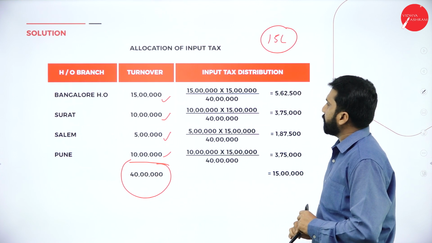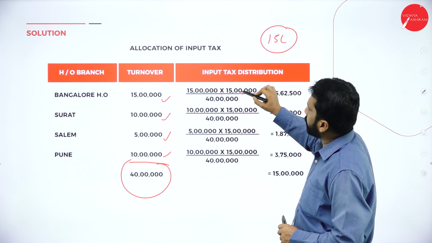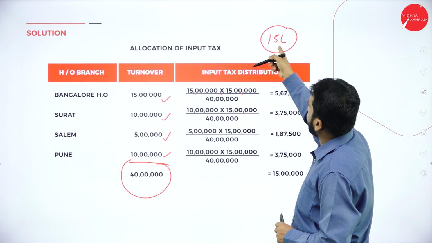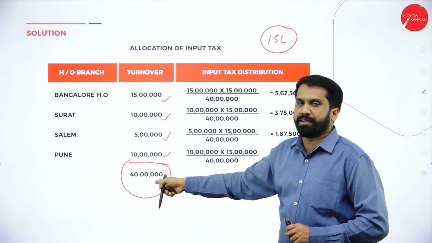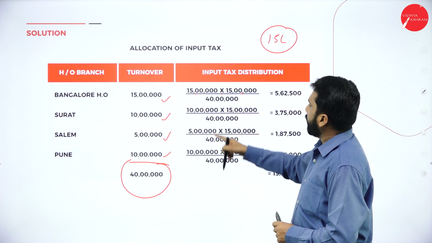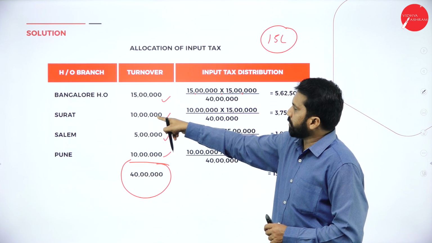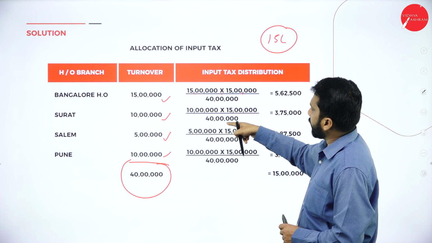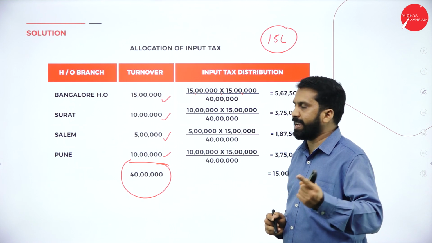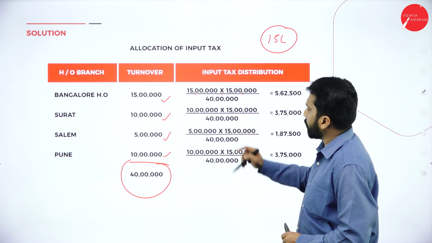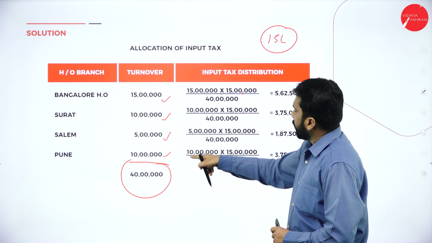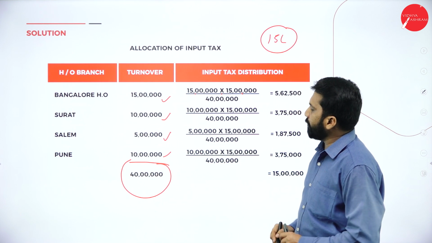How to calculate? Your turnover 15 lakh multiplied with your actual GST paid divided by total turnover. Similarly, again, what is your turnover? 10 lakh. 10 lakh into 15 lakh divided by 40. Next, your turnover is 5 lakh. 5 lakh into 15 lakh divided by 40 lakh.